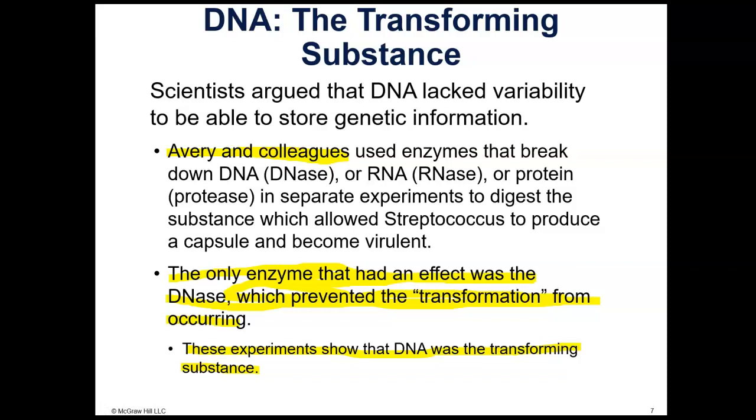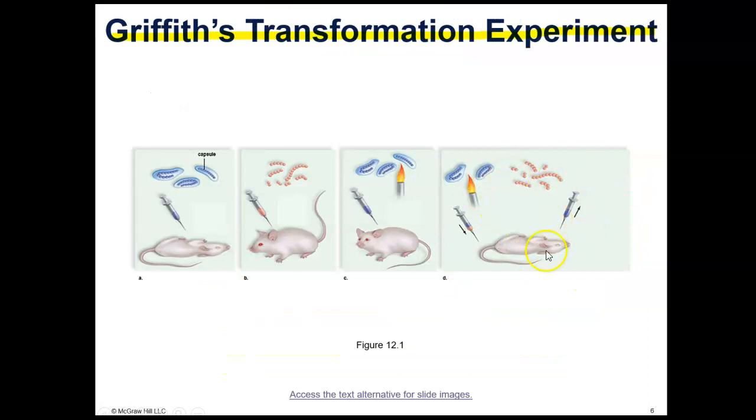So if you go back to this experiment D, which did kill the mice, when you added DNase, which is an enzyme that breaks down DNA, into the test tube along with the live R strain and the dead S strain, then the DNA from the dead S strain was broken up by the DNase enzyme. It couldn't enter the R strain, and these mice lived. So when you added the DNase, the enzyme that breaks down DNA, then this experiment didn't work.